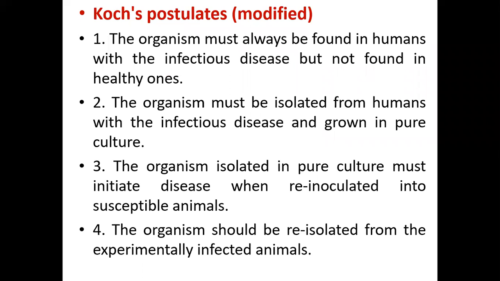Now we study the Koch postulates that help in identifying the bacteria or microorganism that causes the disease. The first postulate is the organism must be found in a human with the infectious disease, but not found in a healthy one. This is clear. The second is the organism must be isolated from a human with the infectious disease and grown in a pure culture.